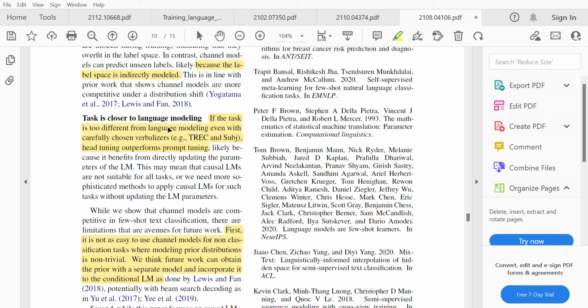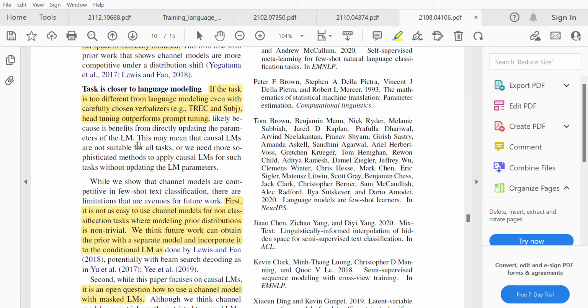They specify that the task being close to the language modeling objective is important, and different types of tuning will affect this because it benefits from directly updating the parameters of the language model. You almost change your language model to being a classification model, right, depending on where you're actually instituting the updates. That's why head tuning would outperform prompt tuning, because with prompt tuning we're just working with the inputs and trying to keep things as close to a language modeling task as possible. So this whole sentence here is worth 1,000 words.